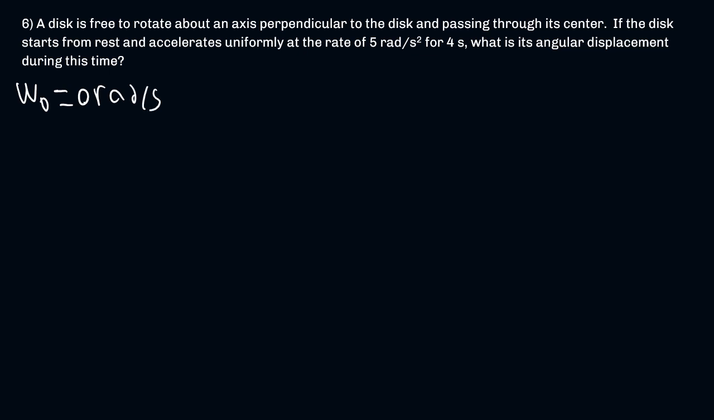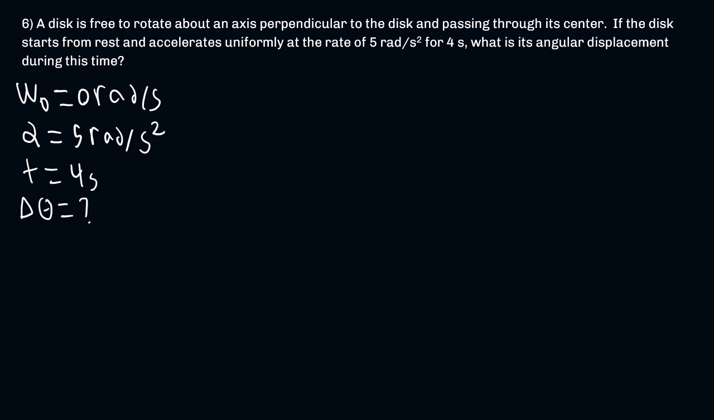I have also the acceleration, so acceleration is going to be 5 radians per second squared. I then also have my time, that is 4 seconds. And I'm trying to find angular displacement, so that is change in theta. So what equation is going to use? My initial velocity, my angular acceleration, my time, and my displacement.